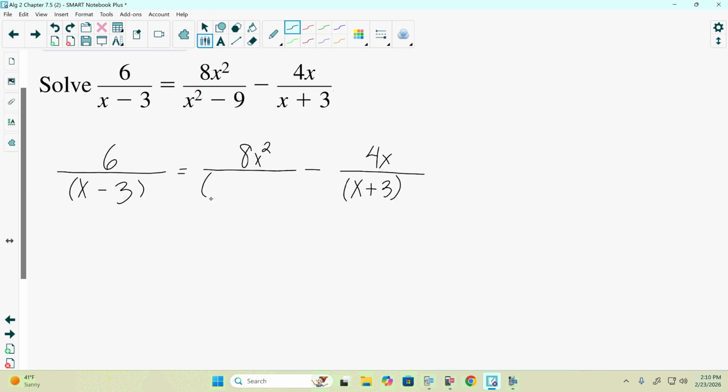Now the first thing we need to do is make sure the denominators are factored, because if we don't and we multiplied everything by the x minus 3, x plus 3, and x squared minus 9, we're adding two extra factors we don't need. We're adding two extra terms, two extra solutions that aren't required. Because our x squared minus 9 is a difference of perfect squares. We have two terms being subtracted.